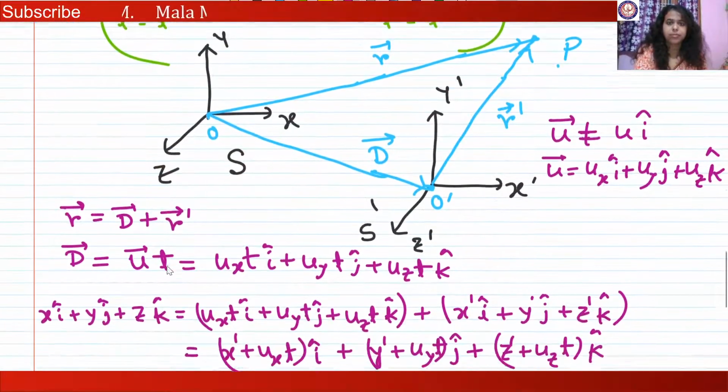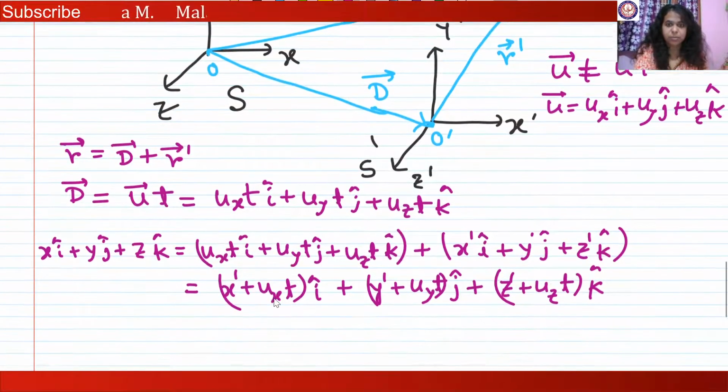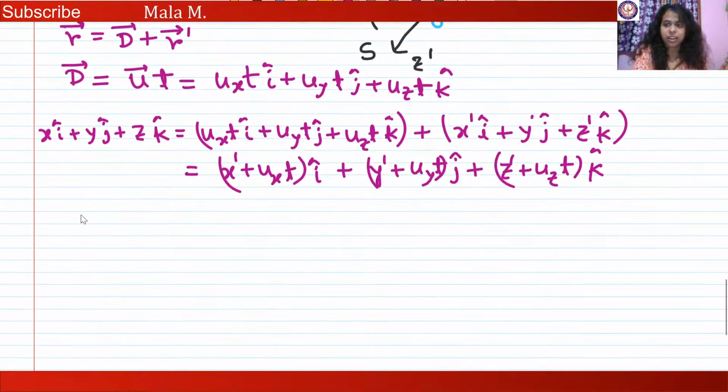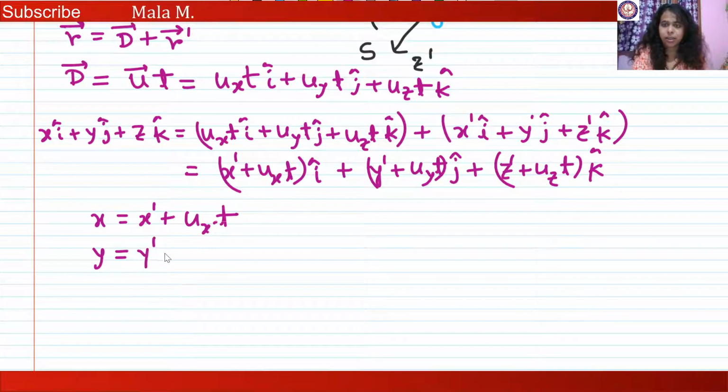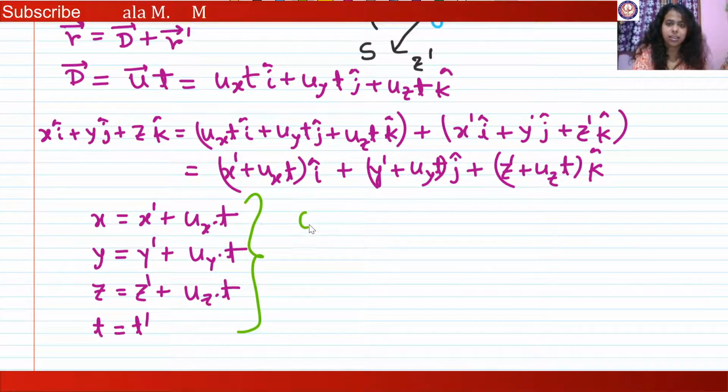So when the frame is moving like this, we get these transformation equations, and finally what we get? x is equal to x prime plus ux into t, y is equal to y prime plus uy into t, z is equal to z prime plus uz into t. And since time is universal, t is equal to t prime. So these sets are the Galilean transformation.